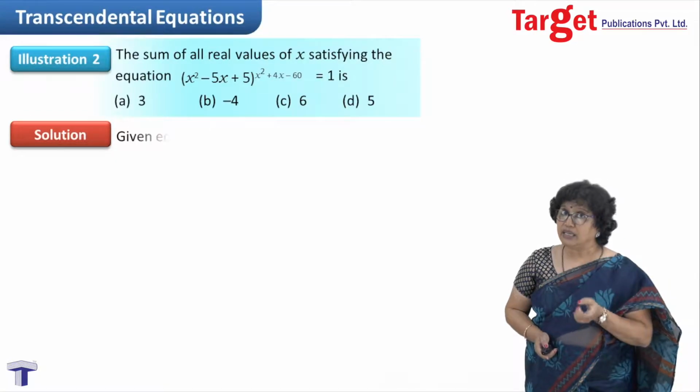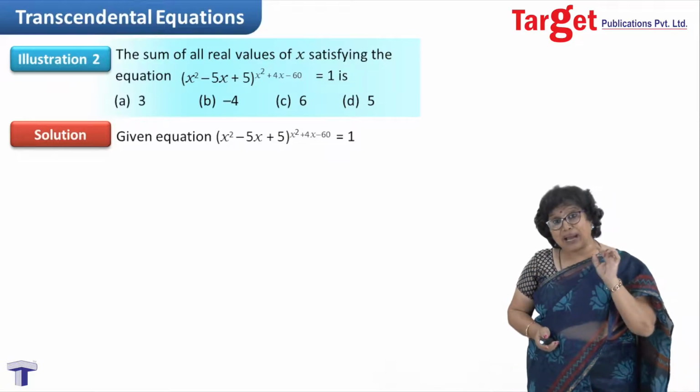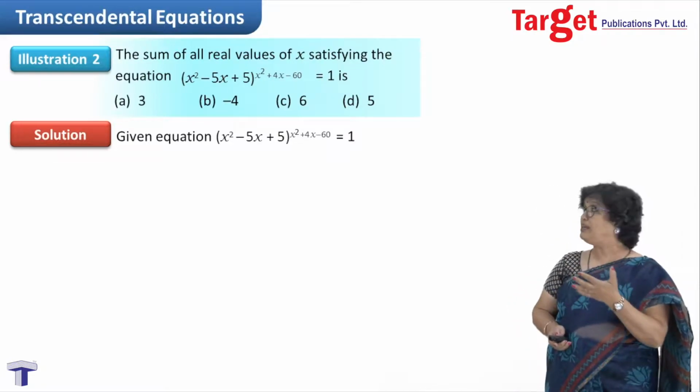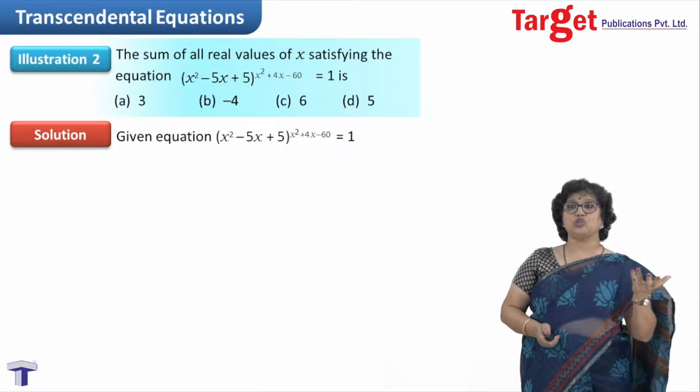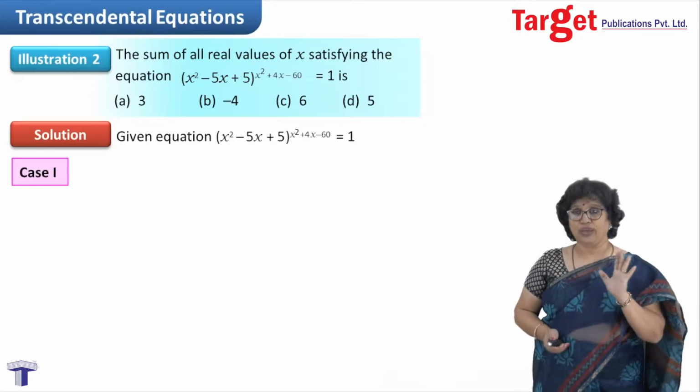And I realize it has, yes, exponential nature in it. x square minus 5x plus 5 tells me it has algebraic nature also in it. So it is a transcendental equation, and it will have to be dealt with carefully.